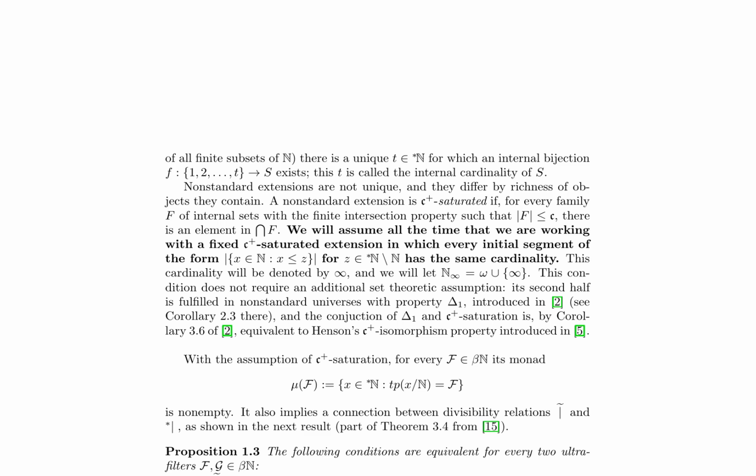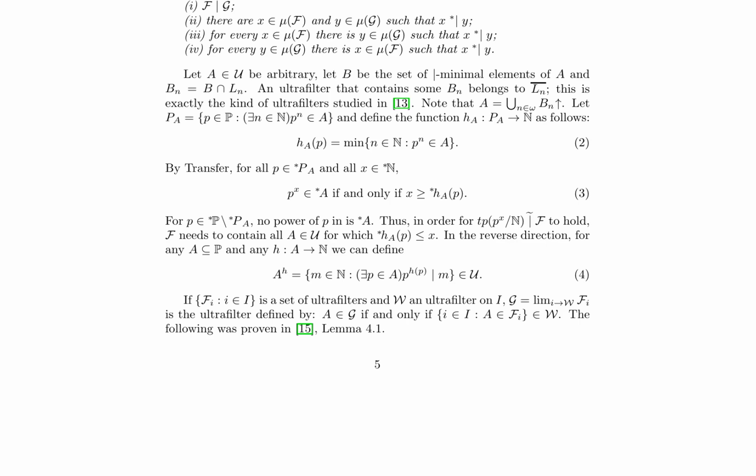The monad μ(F) of an ultrafilter F ∈ βN is defined as the set of all x ∈ *N such that Tp(x, N) = F. A key proposition establishes the equivalence of four conditions for two ultrafilters F and G in βN, involving the relationship between the divisibility relations and *, as well as the existence of certain elements in the monads of F and G.